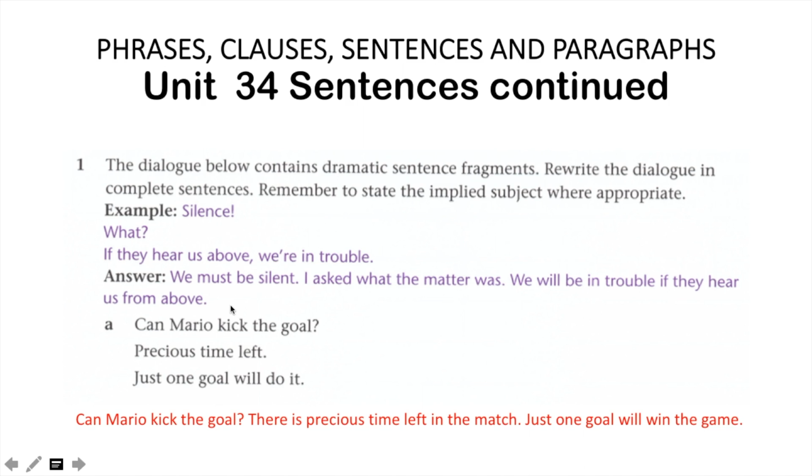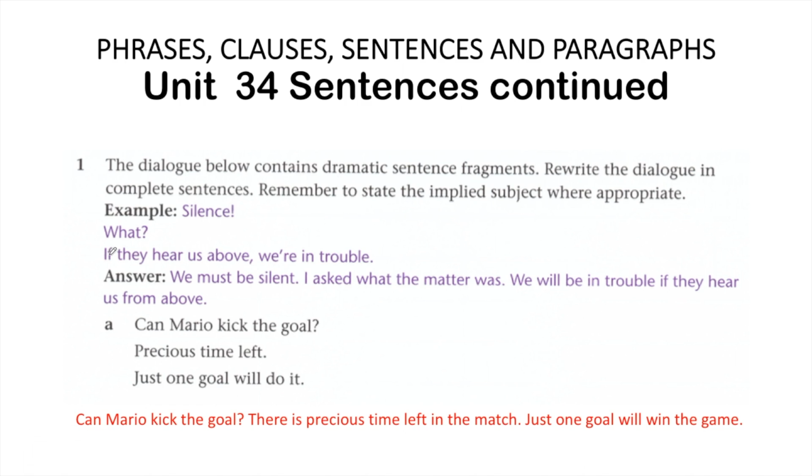For the take it further, I've given you a little bit of information here because I think this is a little bit tricky. The dialogue below contains dramatic sentence fragments. Rewrite the dialogue in complete sentences. Remember to state the implied subject where appropriate. And in the example that's provided, we can see that we've got in purple here some text that you might find in, say, a play or some sort of script of that nature.